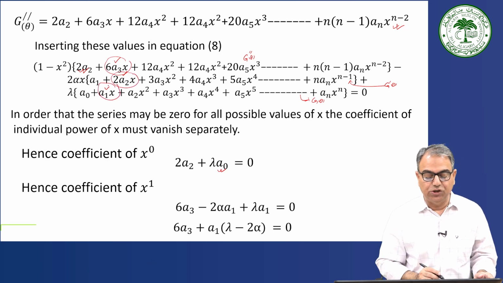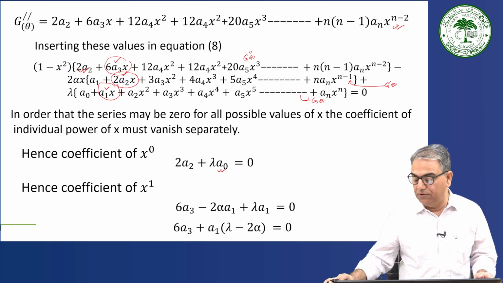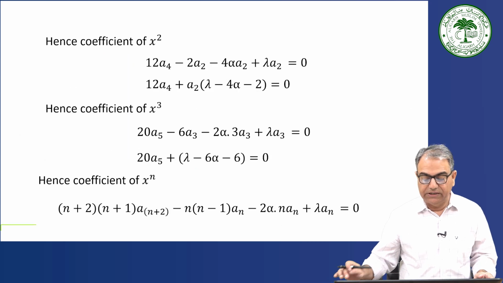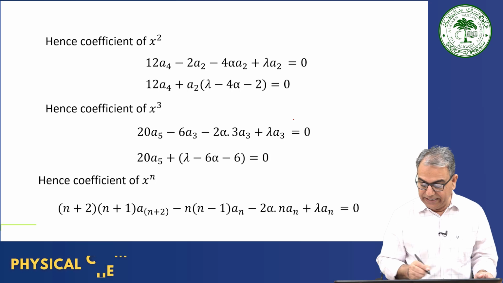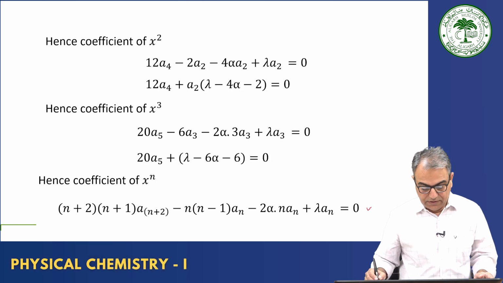These are for x raised to the power 1. So, in the same way, and I have rearranged it, a1 is equal to lambda minus 2 alpha. In the same way you will find it for higher values also. So you will separate the coefficients and equate them to 0, for x square, for x cube, and for x^n you will have this equation.